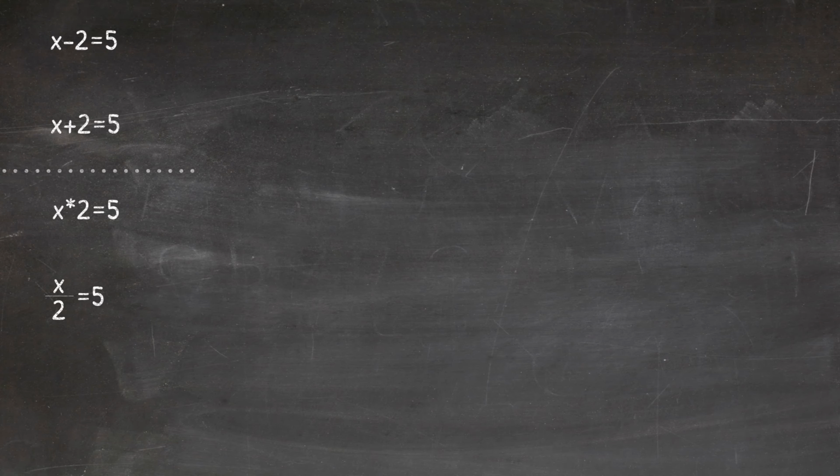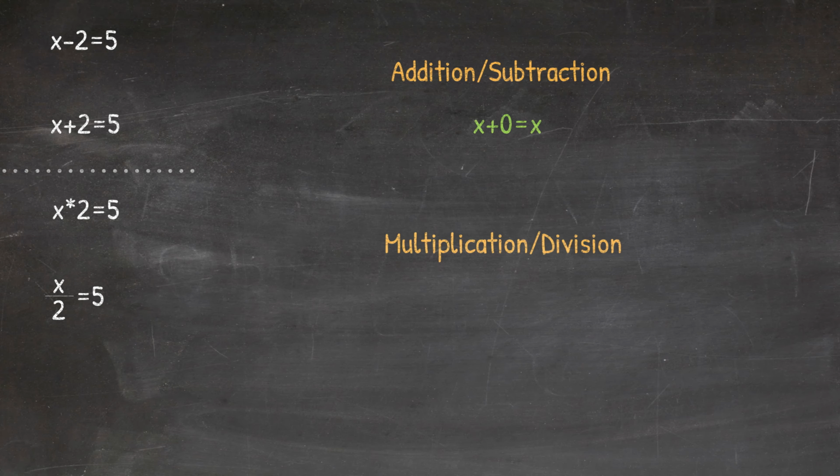Let's briefly apply the newly gained skill. So take a look at the 4 different setups. X minus 2 equals 5, x plus 2 equals 5, x times 2 equals 5, and x divided by 2 equals 5. These are 4 situations of main operations, which is subtraction, addition, multiplication, and division. In each case, we're trying to reverse this operation on the side of x. And in case of addition and subtraction, we're trying to neutralize and have a setup of x plus 0 equals x. And in case of multiplication and division, we're trying to set up x times 1 equals x.